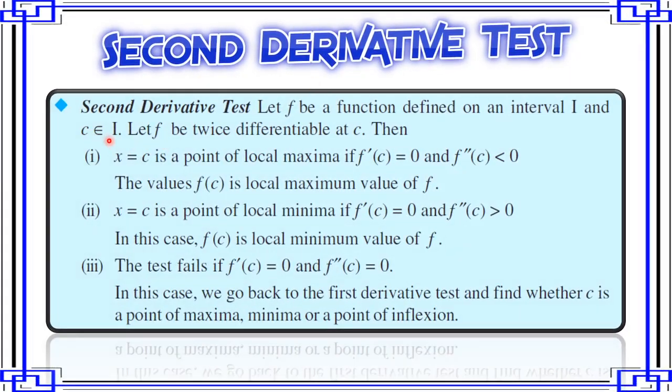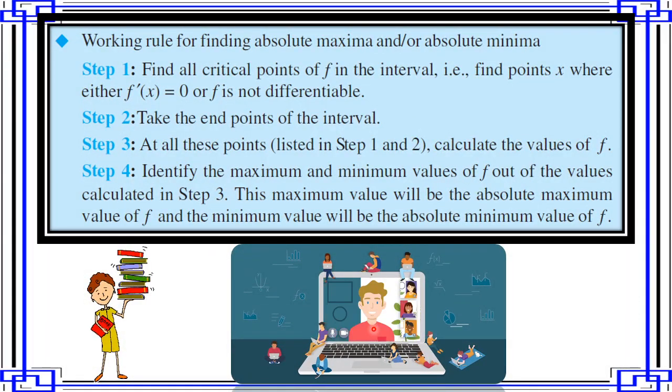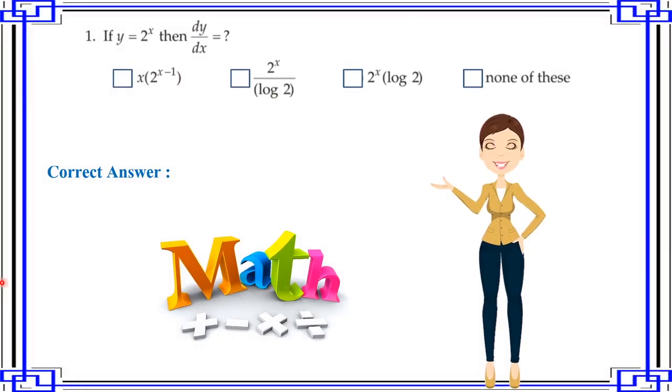Second derivative test says we have to find the first and second derivative both. We find the critical points by equating the first derivative with 0. Then we check the second derivative at those critical points. If the second derivative is less than 0, it's a point of local maxima. If it is greater than 0, it's a point of local minima. If the second derivative is also equal to 0, then it's a point of inflection, or we can't say at this point of time. So here are some working rules which are very helpful for solving the questions based on maxima and minima. Now let's discuss few questions.